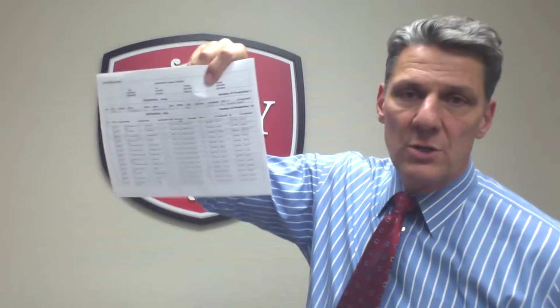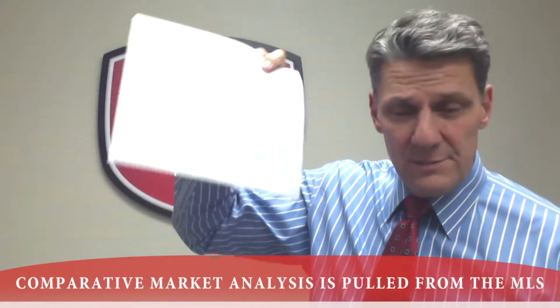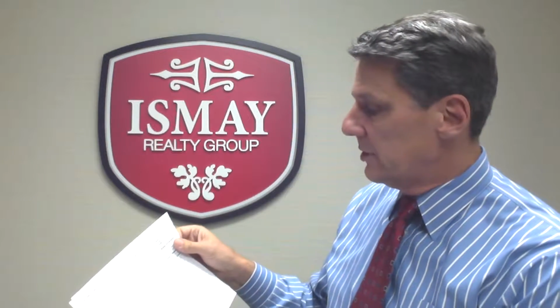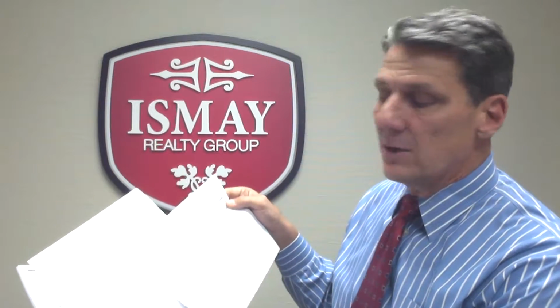So this is what's called a comparative market analysis. It's pulled from the multiple listing service, and most agents will go in and select similar properties to the subject. In this particular case, there's one active, there are 19 sold properties, and there is one pending. And the agents will take this, and from that they'll make their recommendation on pricing to the seller.